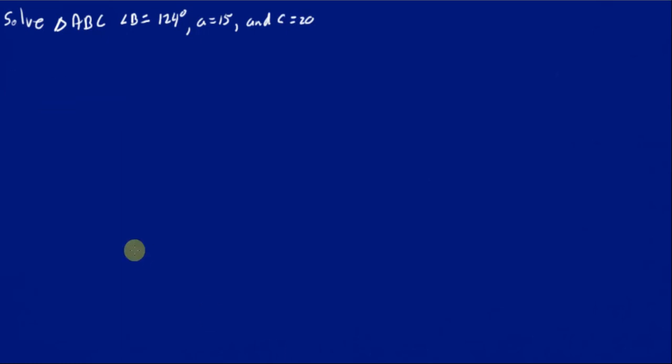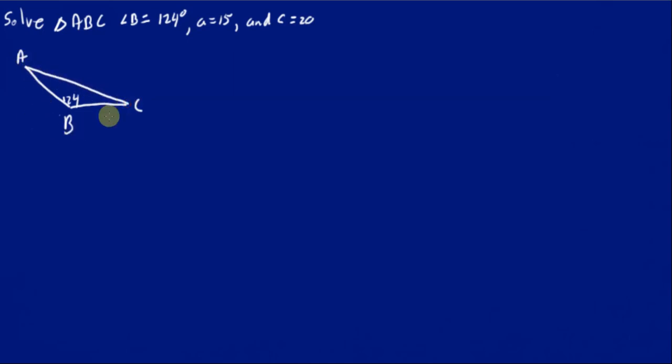Okay, today we're going to continue and try and solve triangles. We've got triangle ABC where angle B is 124 degrees, and sides A and C are 15 and 20. So let's just go ahead and draw an obtuse triangle. We'll make this the 124 degrees, so that's angle B. We can make this A and this C, it doesn't matter, and complete the triangle.